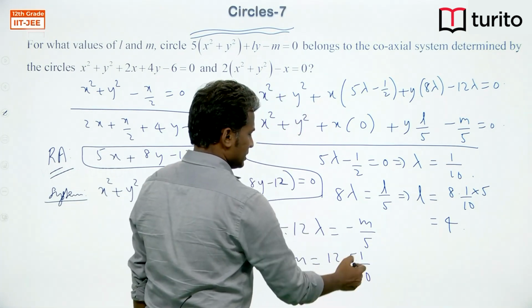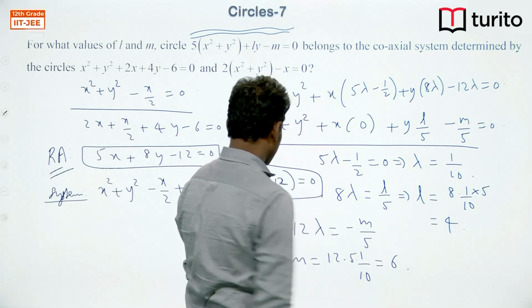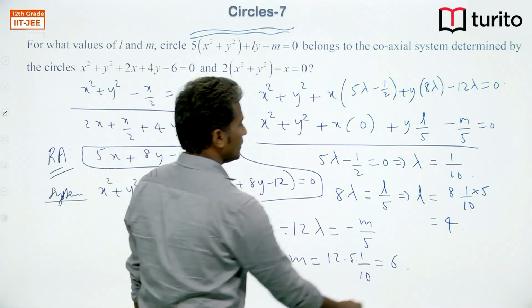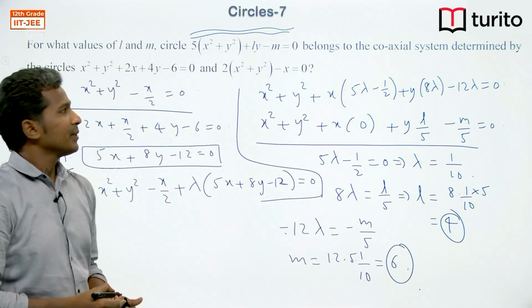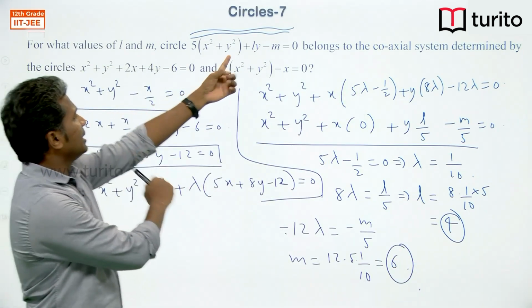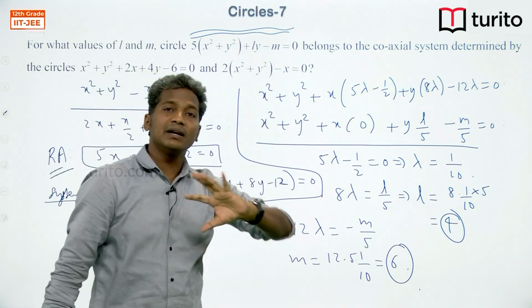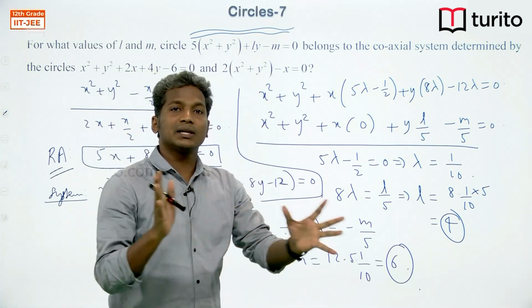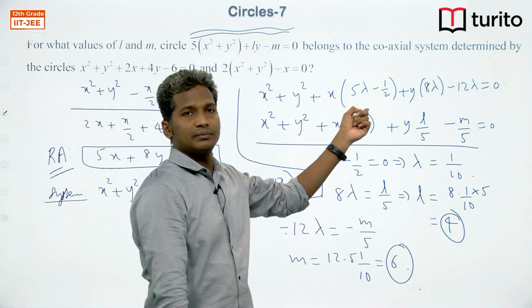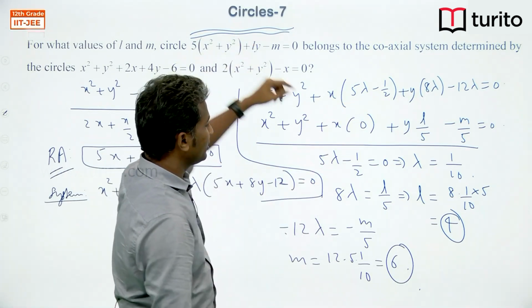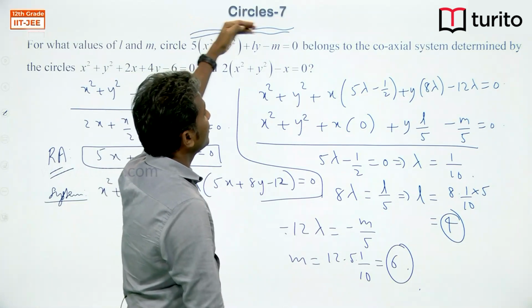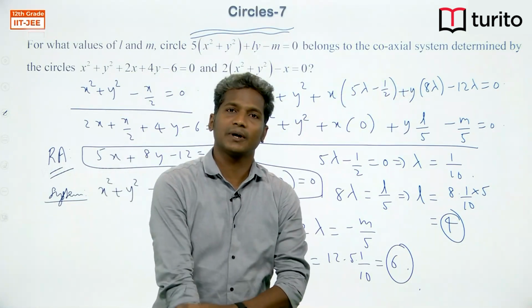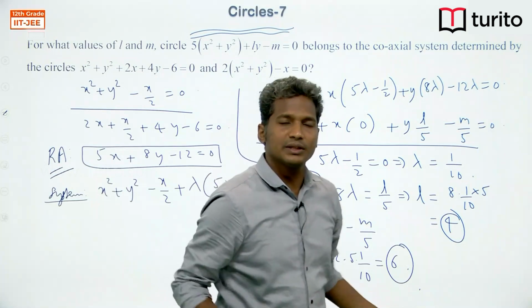So when I just divide it, I'll get M equal to 6. So here I got L equal to 4 and M equal to 6. Okay. So in this, if I vary L and M indefinitely, all circles may not be part of the system. But when I fix L to be 4 and M to be 6, then only this particular equation will be part of the system. Okay. So this way we can solve this question.